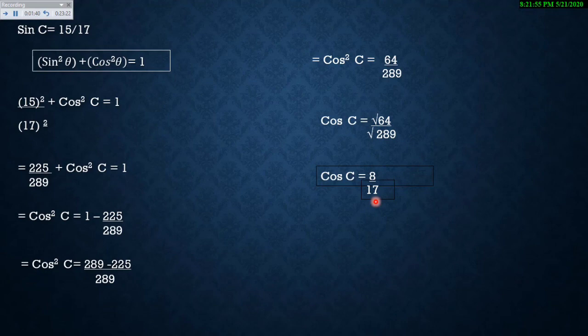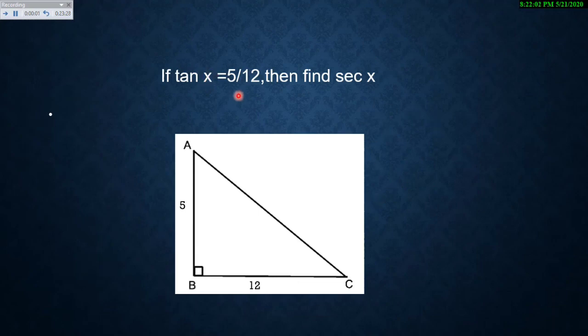Okay, so I'll give a problem to you. You just solve it. In the next video we'll discuss it. If tan x equals to 5 by 12, then find secant x. So he has given us tan x, we have to find secant x.